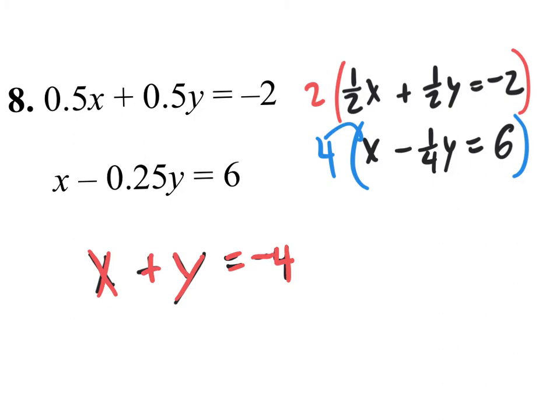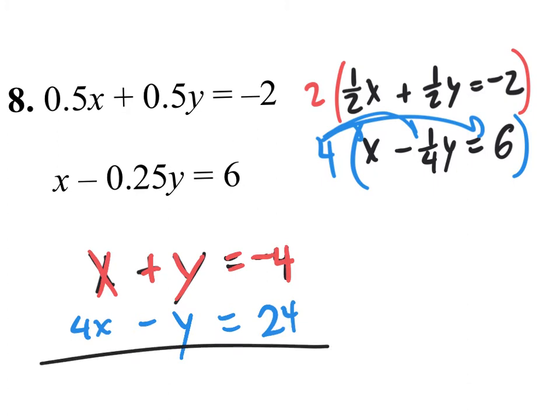4 times x is 4x. 4 times negative 1/4 is negative 1y. And 4 times 6 is 24. As you can see now, after getting rid of those fractions, we have a system that's ready to combine and eliminate. So we have 4x plus x, that'll give us 5x. And the y and the negative y completely eliminate. And the negative 4 and the 24, that equals 20.